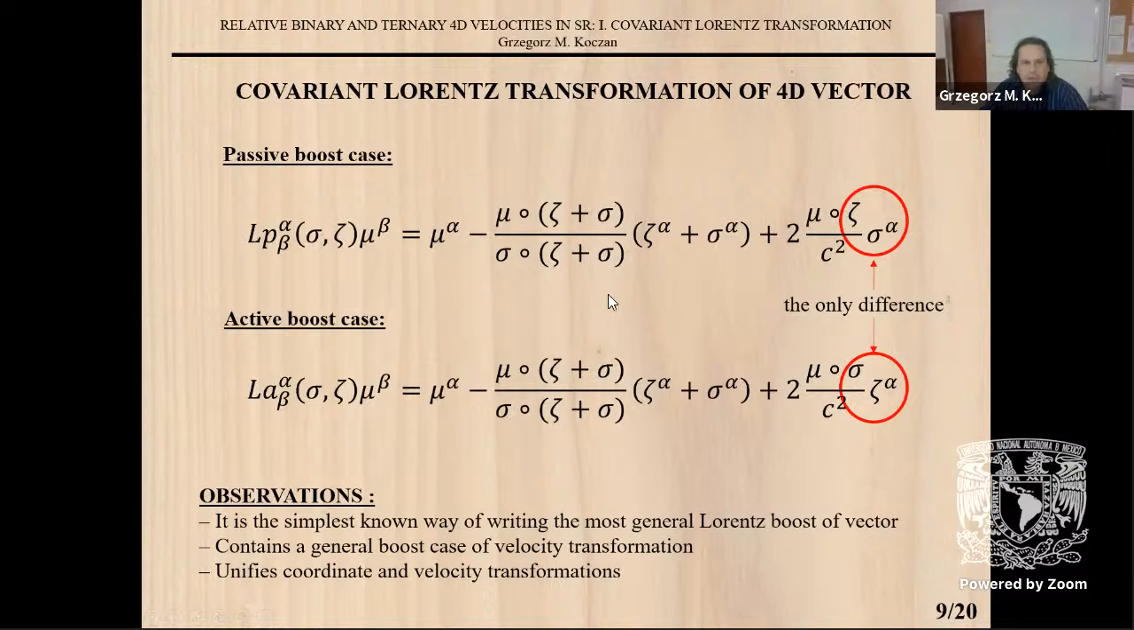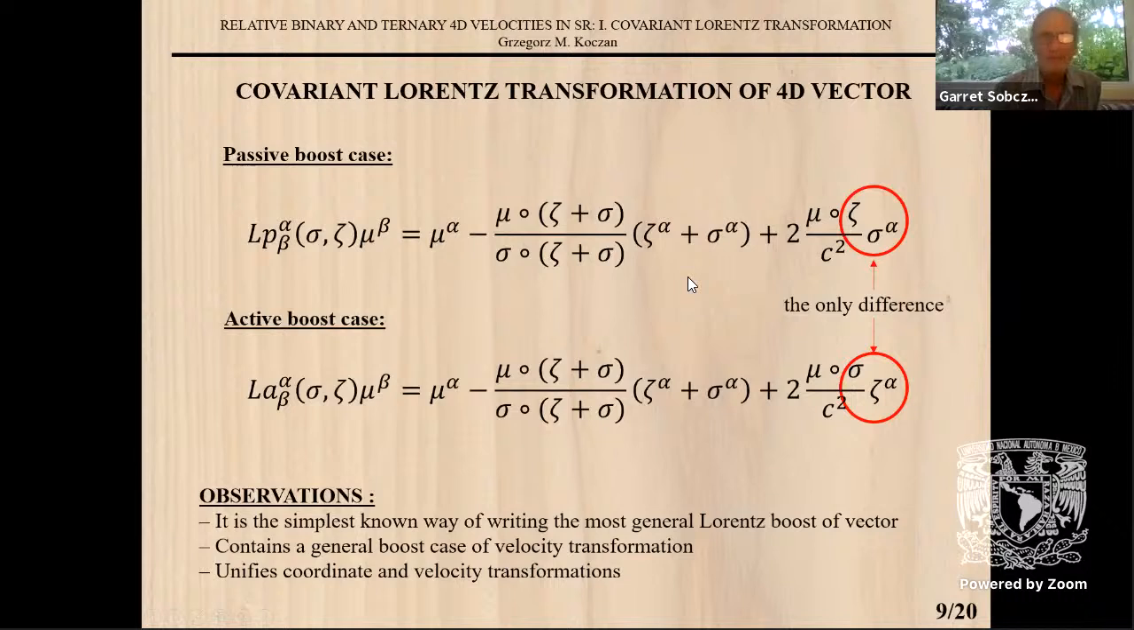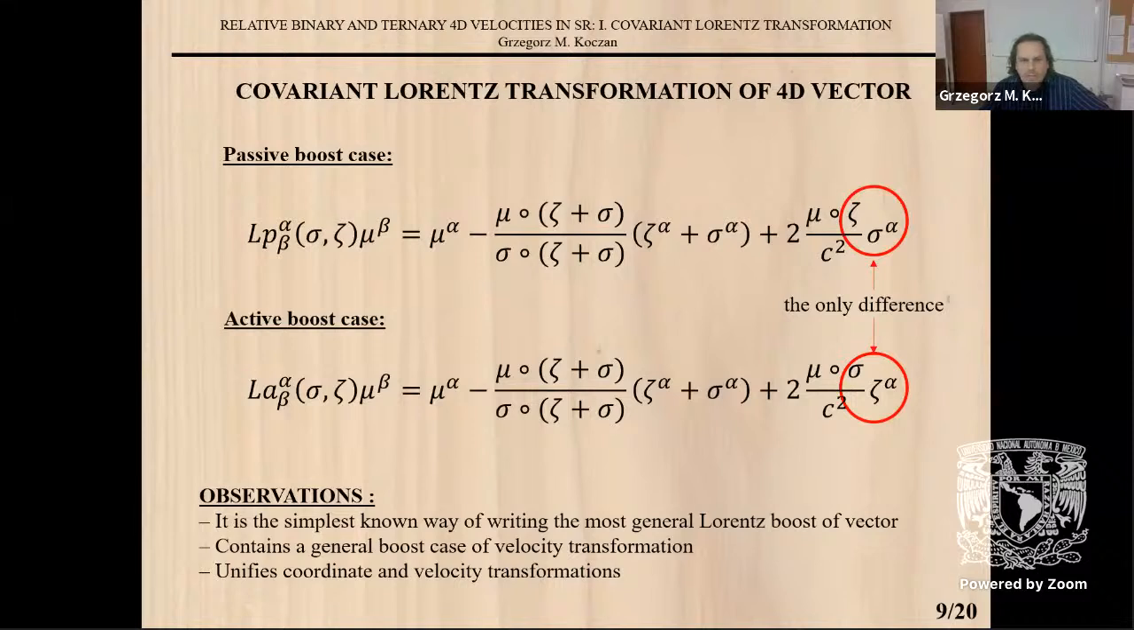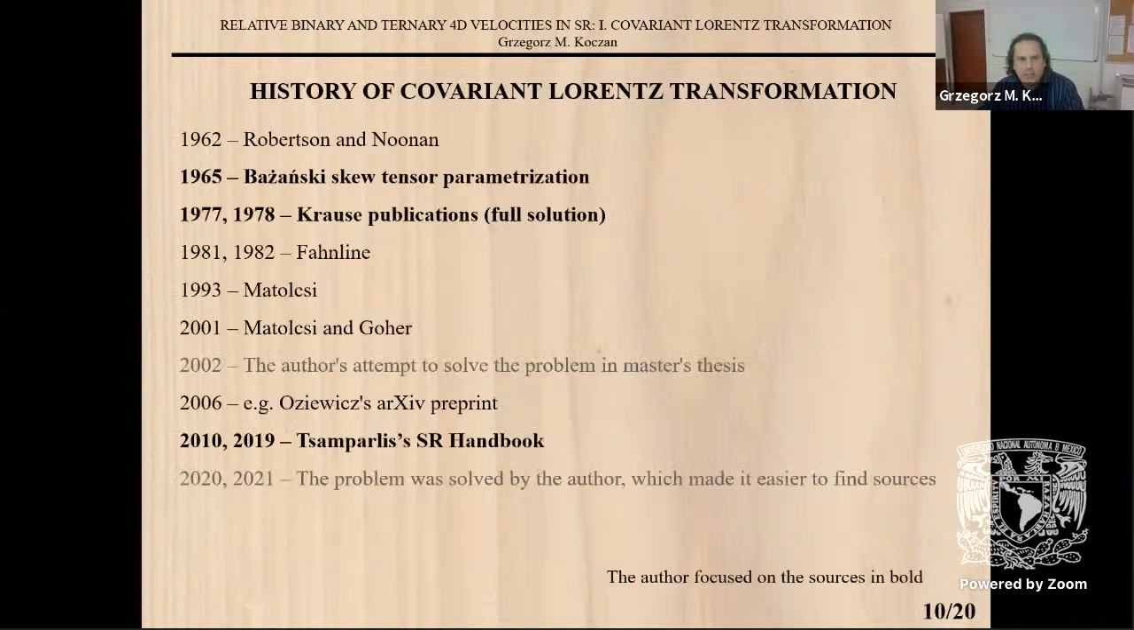Let's show only this first equation for the passive Lorentz boost. It is a very important equation. It is the simplest way of writing the most general Lorentz boost of a vector. It contains the general boost case of velocity transformation. That's why it's a unified coordinate and velocity transformation. This one equation is very, very general, and not very popular.